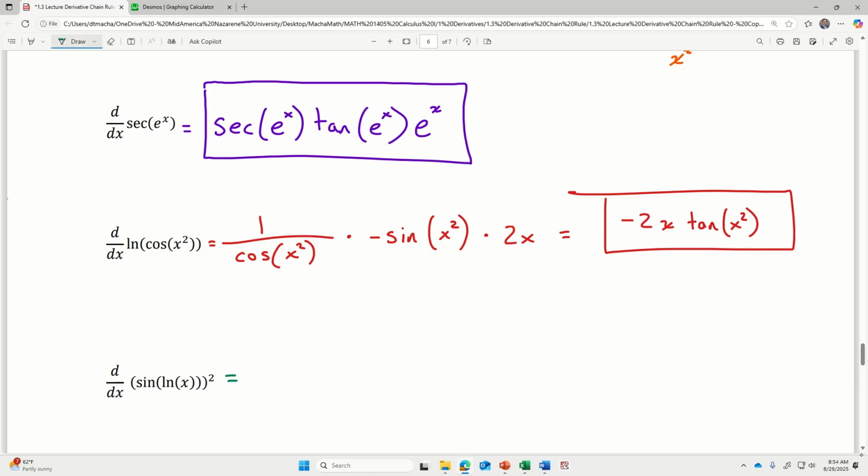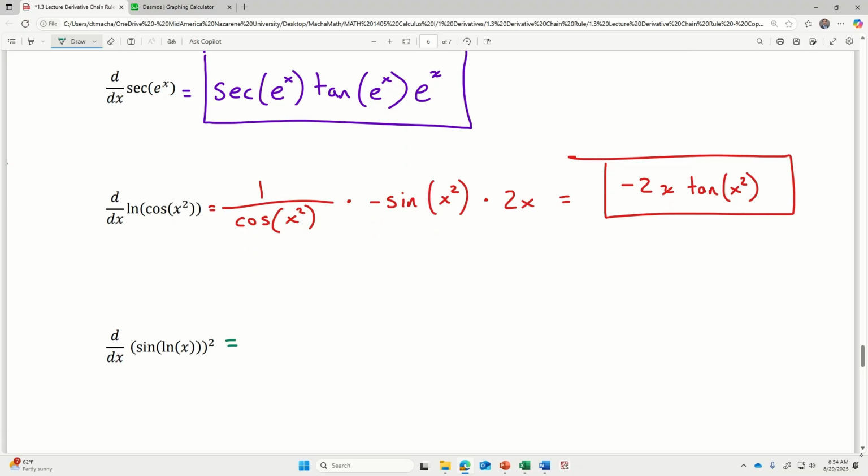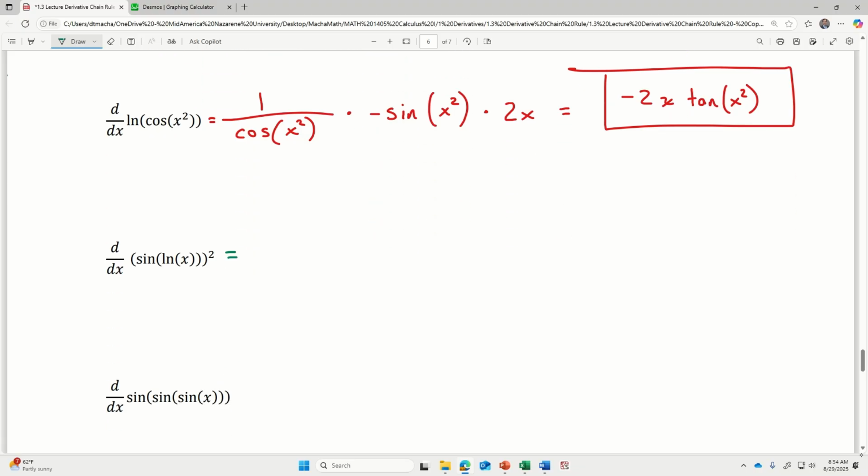Now, in the next derivative, we've got another triple layer. We've got an outside function, and the very outside most function is everything raised to the 2 power, right? What's that derivative? It's going to be 2 times everything raised to the 1 power. That's how the power rule works. And everything on the inside is sine of natural log of x.